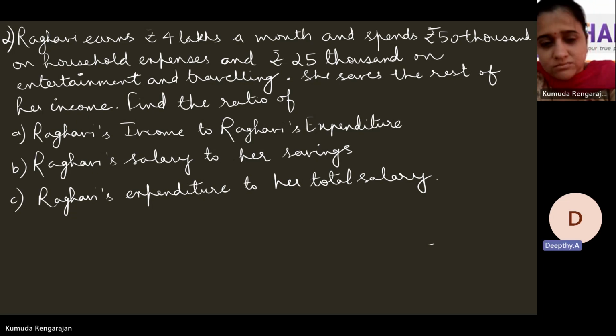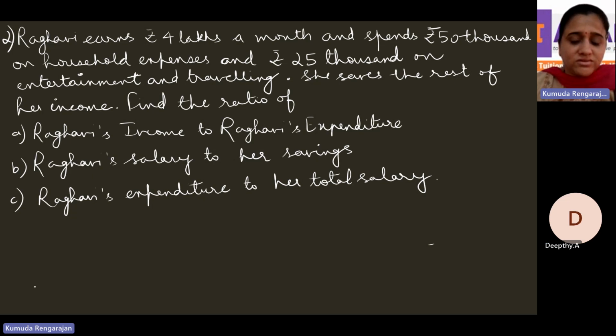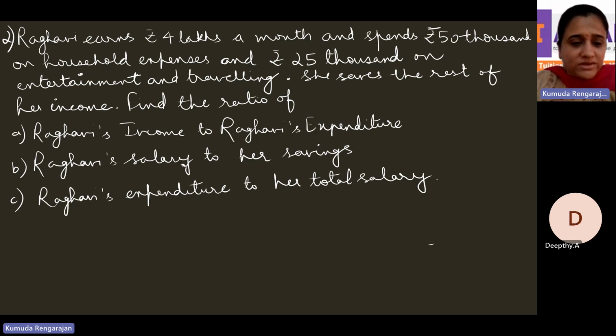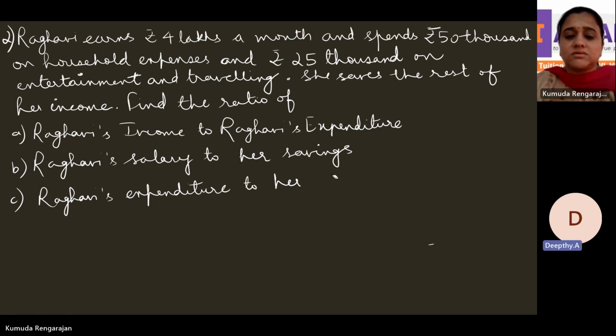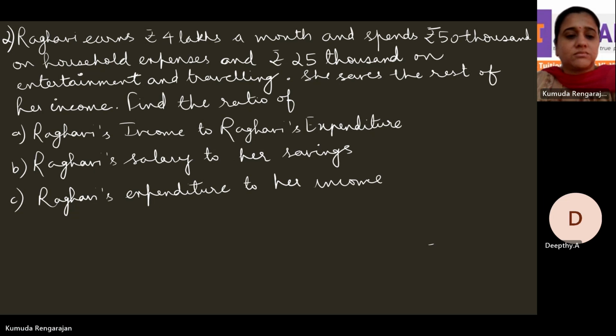Ma'am, the A and C are like the same, but it's opposite, right? Oh, I've been messing up the words. Let me change it. Raghavi's income to Raghavi's expenditure, fine. Raghavi's salary to her savings, Raghavi's expenditure to her savings. Yes, because it is the same answer, just the reverse. Raghavi's expenditure to her salary or to her income. Oh, no, sorry. Savings. See, again, her savings.